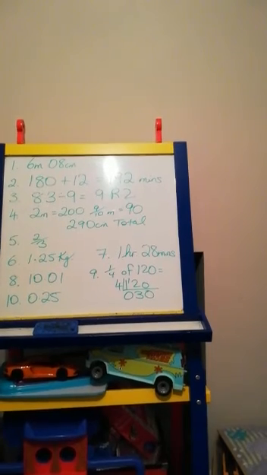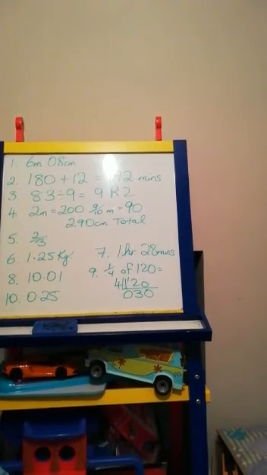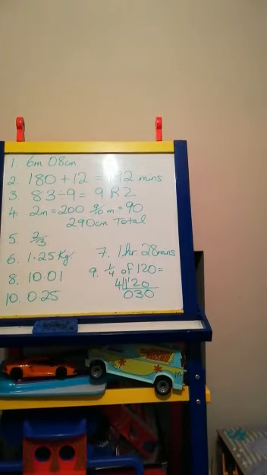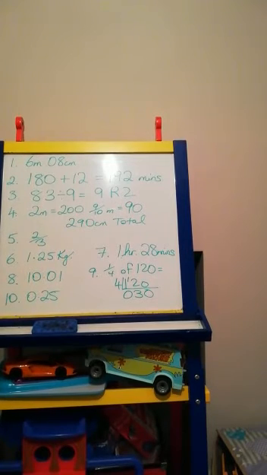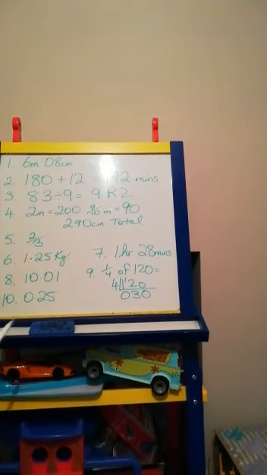And number 10 is the next one here. I spent 0.7 and 0.05 of my money. What decimal was left? Well, when you add 0.7 and 0.05, you get 0.75. So if you spent 0.75, it's always out of 100. So you know that you have 0.25 left. Okay?